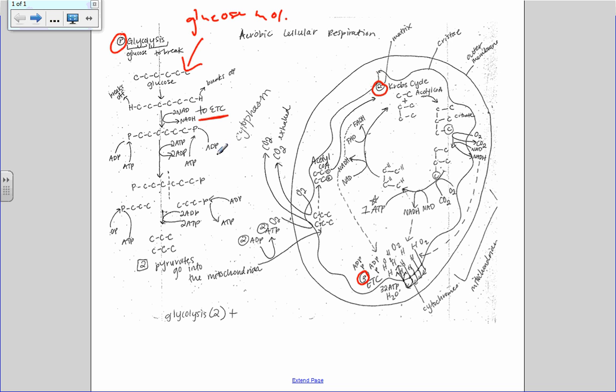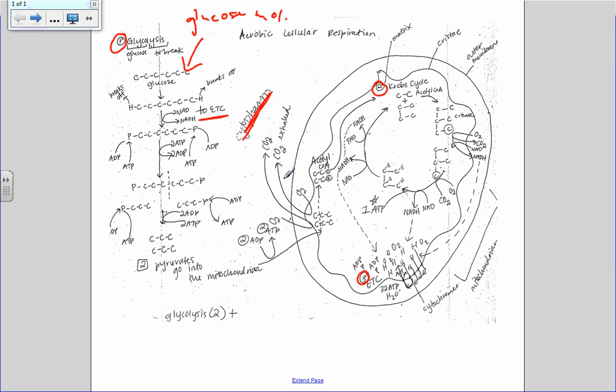Okay, now I need to kind of backtrack a little bit because I should have explained this at the beginning. Glycolysis happens here in the cytoplasm, and the Krebs cycle happens here in the mitochondrial matrix. And then the electron transport chain happens in the cristae. Okay, so that's my bad. I didn't talk you through the parts.